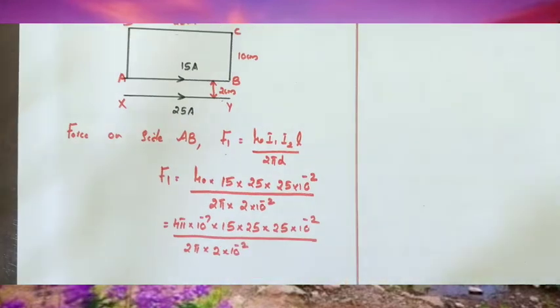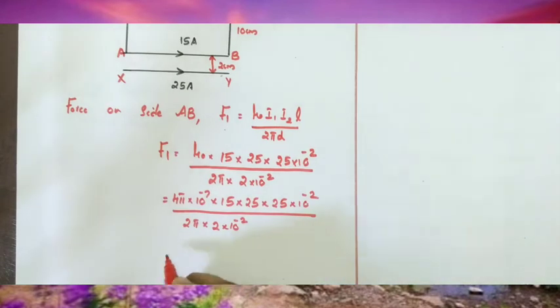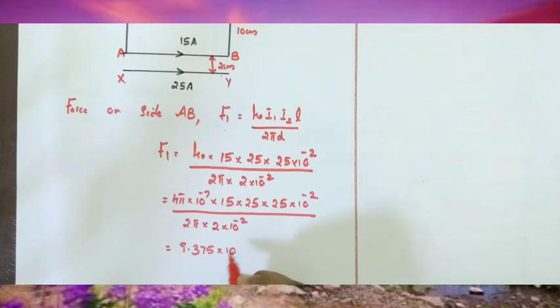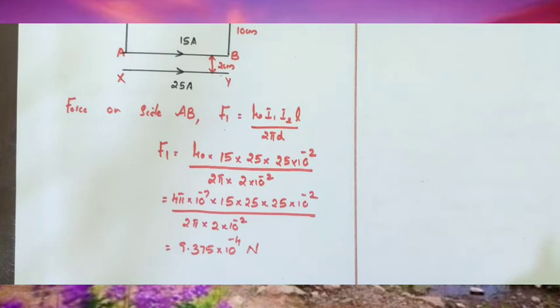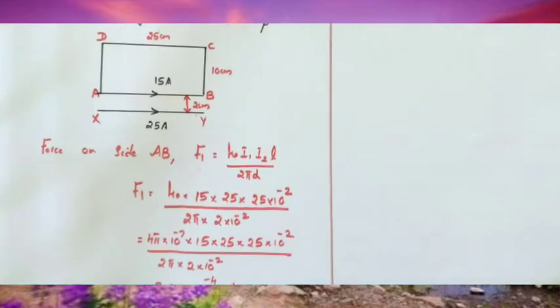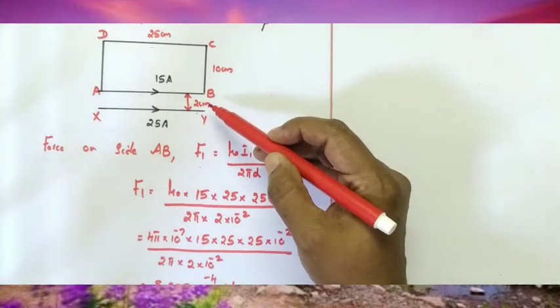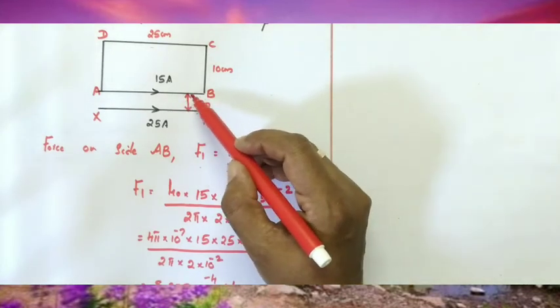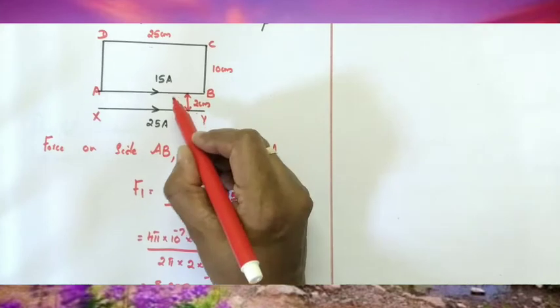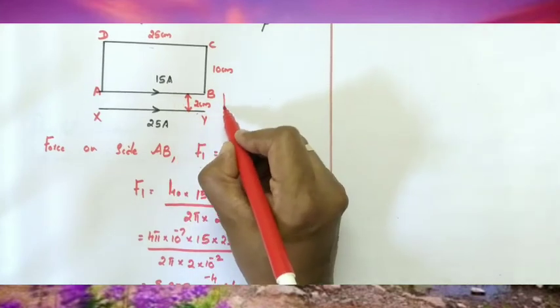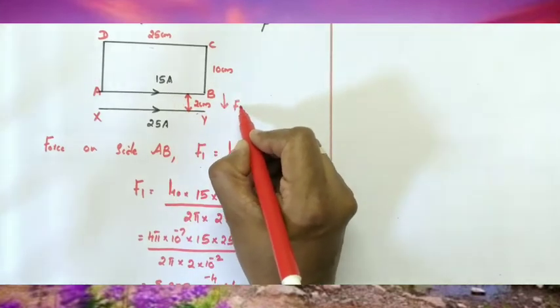After simplification, we will get the answer as 9.375 into 10 raised to minus 4 Newton. So, that is the force acting on the side AB. Now, what is the direction of that force? We know that parallel conductors always attract. So, the direction of force acting on the side AB is towards the conductor. This is the direction of F1. Clear?